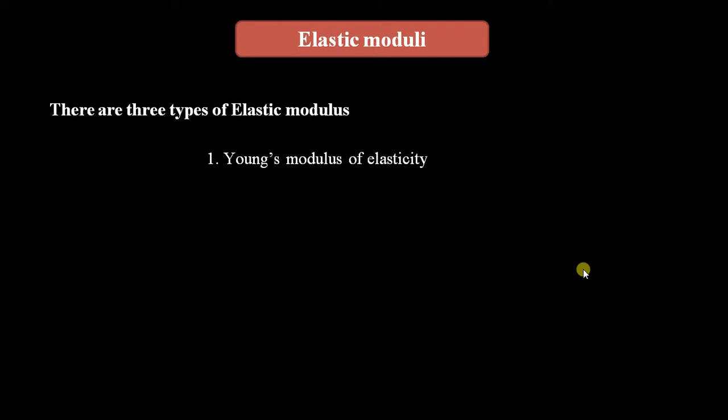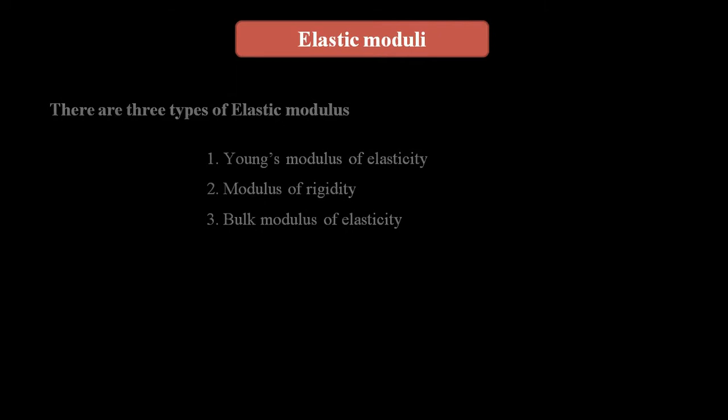we have. So there are mainly three types of elastic modulus. The first one is Young's modulus of elasticity, the second one is modulus of rigidity, and the third one is bulk modulus of elasticity. And again, these three types are classified based upon the type of stress that takes place whenever we apply a load over the body. So now let's have a look at the definition of each elastic modulus.